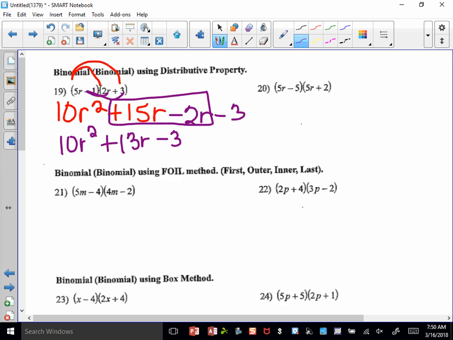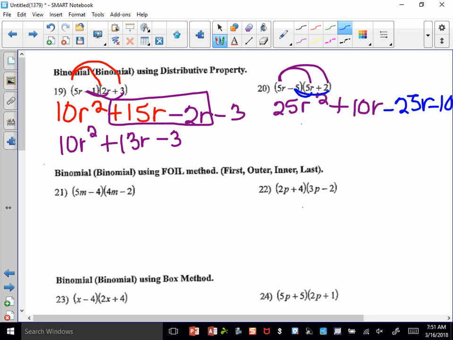Number 20, same process. Take your 5r, multiply it by both. So that's going to give you 25r squared. Okay. Take the 5r multiplied by the 2, you're going to get 10r. And then you just start with your next number. Take the -5 multiplied by the 5r, you get minus 25r. And the -5 multiplied by 2, you get the minus 10. Okay, combine your middle terms together. So you have 25r squared minus 15r minus 10.